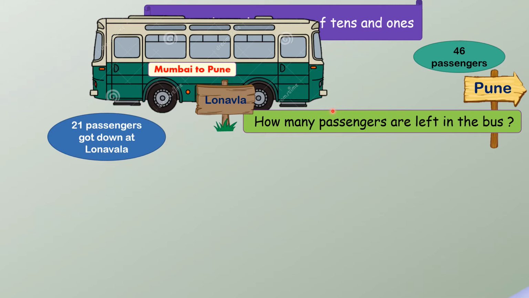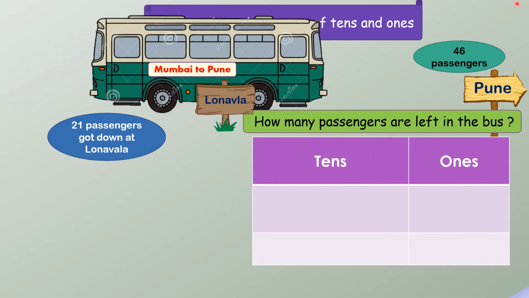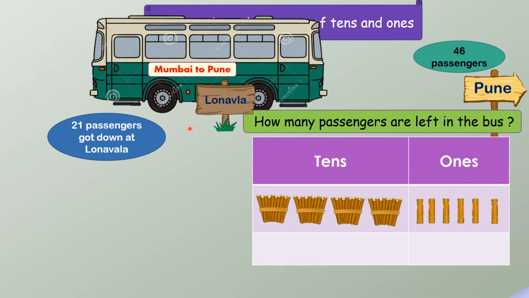Okay, 46 passengers is the initial number that we have, and from this 46 passengers, 21 passengers have got down, right? That means we need to take away these 21 passengers. Agree with that? First, let us represent in tens and ones: 4 groups of tens and 6 loose ones, because 46 passengers were earlier traveling from Mumbai. So 4 tens and 6 ones. So 4 groups of tens and 6 ones over here. I kept them in the table.